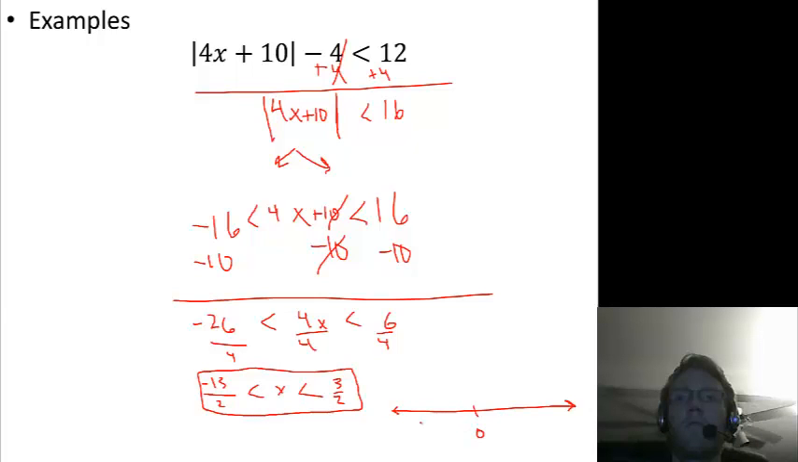We've got 0, negative 13/2, and 3/2. Okay, so everything in between those two extremes, so open circle, because it's just a less than or greater than, no equals. Open circle here, and then we shade everything in between. So anything in between those two is your solution.